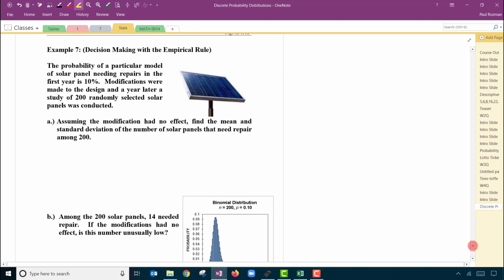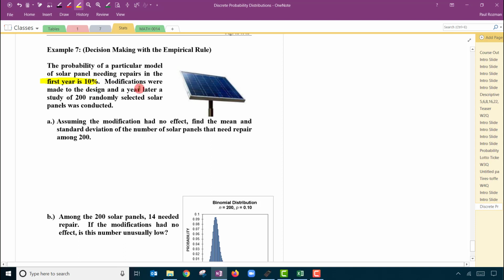We can now apply this to a little example. Last one of this unit, actually. And at least it's a new example. We're going to study solar panels. Some company who installs these things says 10% of them need fixing in the first year.